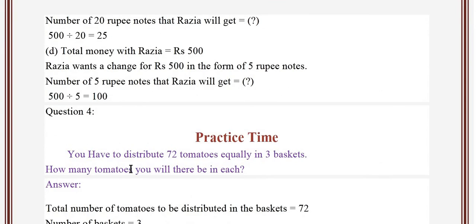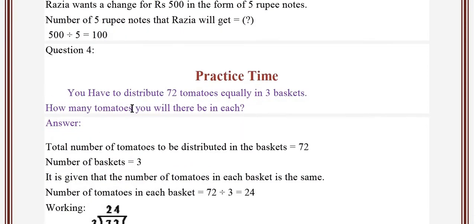Now practice time, question number 4. You have to distribute 72 tomatoes equally in 3 baskets. How many tomatoes will there be in each? Total number of tomatoes to be distributed in the baskets is equal to 72. And number of baskets is equal to 3. It is given that the number of tomatoes in each basket is the same.